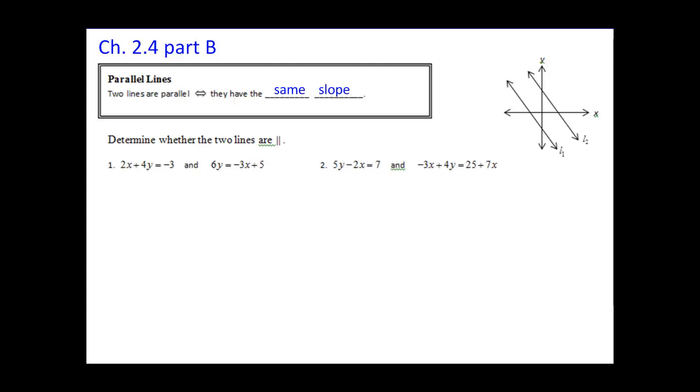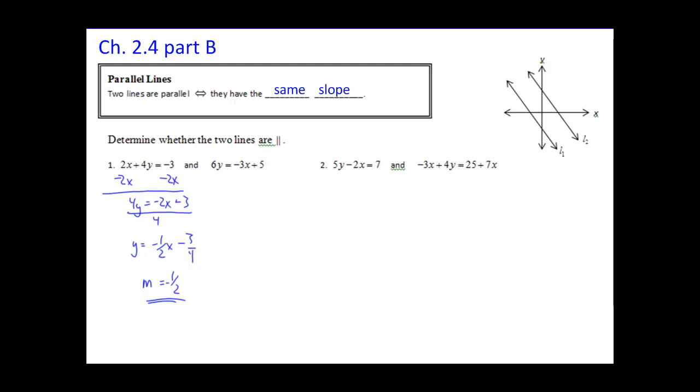So if we solve for y over here, we're going to subtract 2x, and we'll get 4y equals negative 2x minus 3. If you divide by 4, y equals negative 1/2 x minus 3/4. What we're really interested in is the slope, which is negative 1/2. So we need to look at the second equation, and if it has negative 1/2, then we know they're at least parallel, but we also have to compare the y-intercepts and make sure they're not equal.